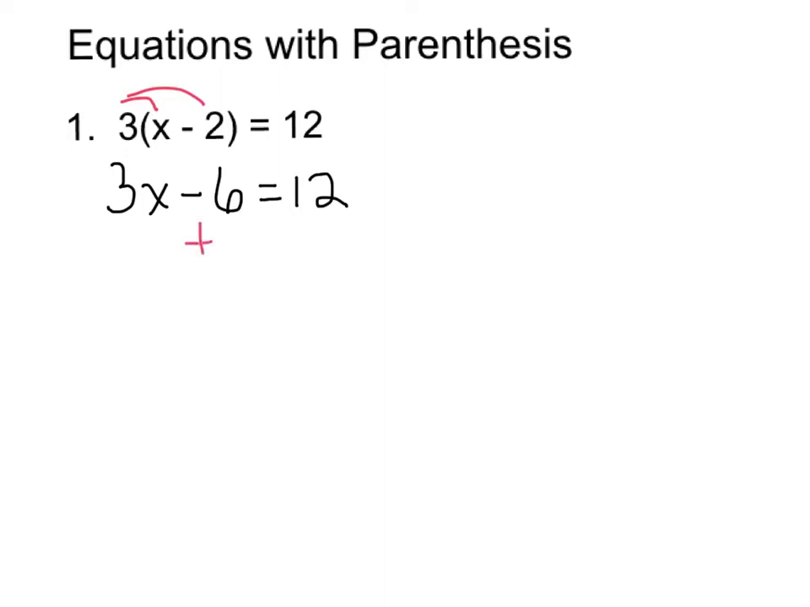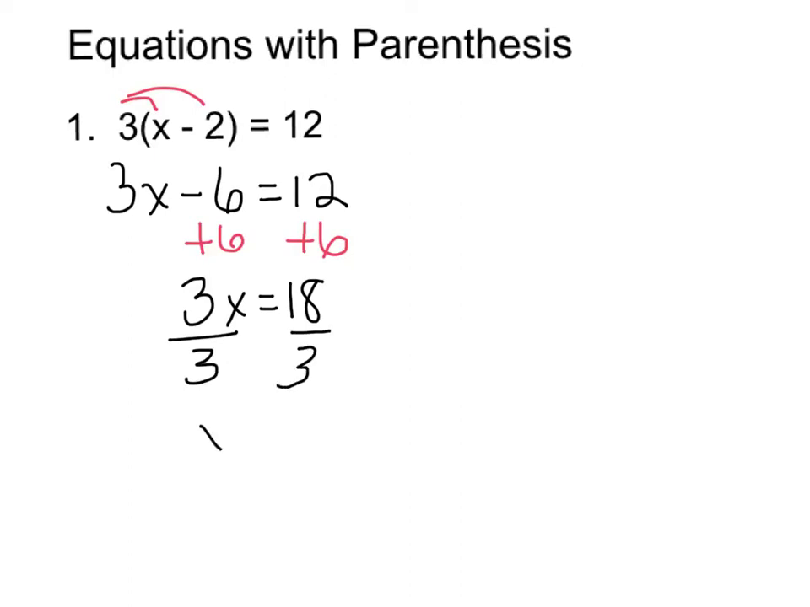Now all you do is follow inverse operations. So I'm going to add 6. That would give me what? 3x equals 18. That's correct. Now what do we do? Divide by 3. And so your answer is going to be x equals 6. Very basic, a very easy problem. You have to distribute and then solve the equation as you have done in the past.